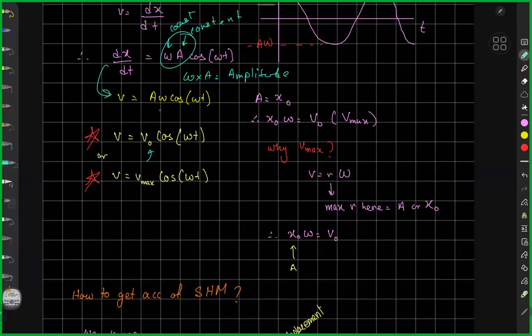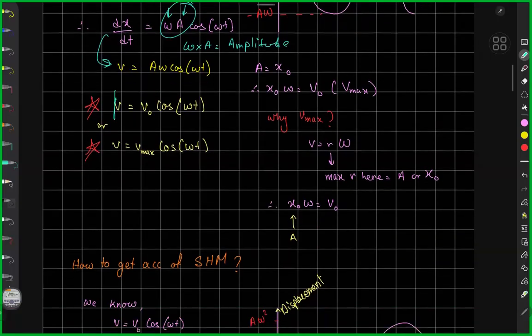And now A omega is expressed as V naught. So if I ask you what is the maximum velocity of the bob, this bob swinging, what do you tell me? The maximum velocity of the bob that can be is V naught.